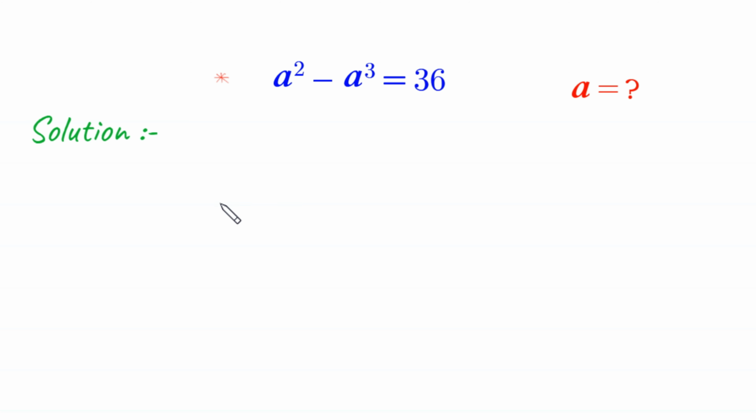Hello everyone, you are welcome to how to solve this very nice algebra equation. A squared minus a cubed is equal to 36. Our job is to find all possible values of a.